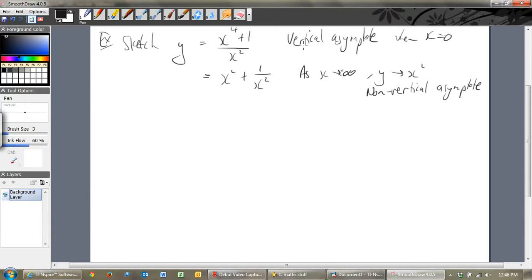Vertical asymptotes are when the bottom line is equal to 0. That's when you get x equals 0. The line x equals 0 is vertical, and you're going to get a non-vertical asymptote, this parabola. We'll think about what that means in a second.